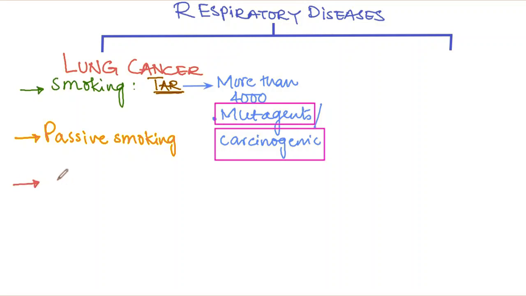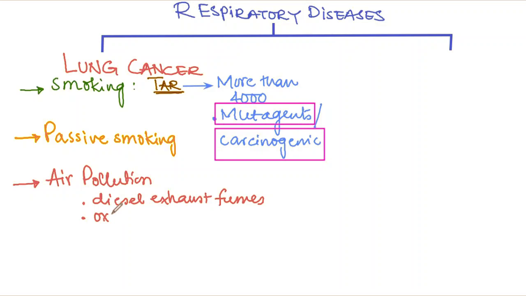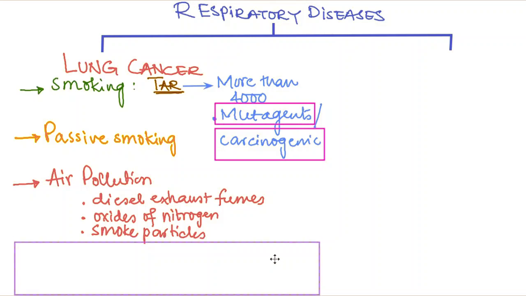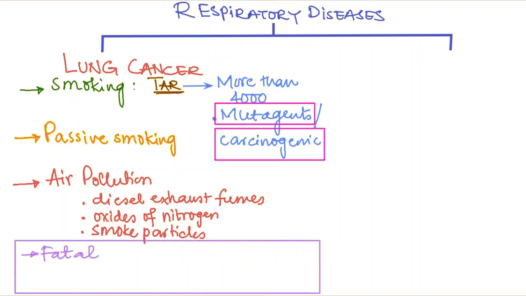Another cause of lung cancer could be air pollution. Different pollutants including diesel exhaust fumes, oxides of nitrogen, as well as smoke particles may result in the development of a tumor. Usually lung cancer is fatal because most of the time it is discovered in its second or third stage. Sometimes surgery can help, but the success rate is really small.